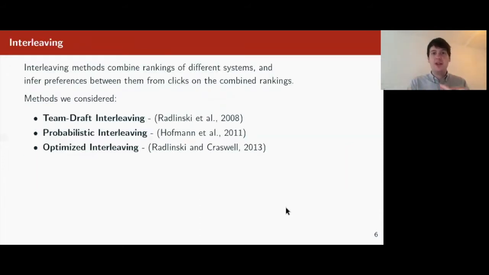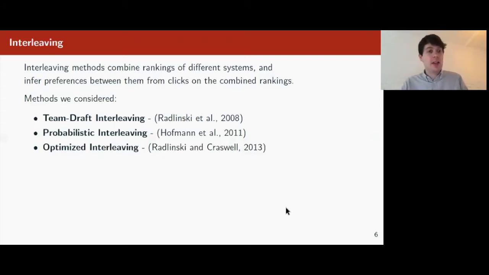Then we have interleaving. Interleaving is specifically designed for this task of comparing ranking systems. They take the rankings of different systems and combine them in an interleaving way. They all do it quite differently, but you get a combined ranking which represents both of the ranking systems in some way. And when users click on documents in that combined ranking, we can interpret them as a preference signal between one of the two systems.